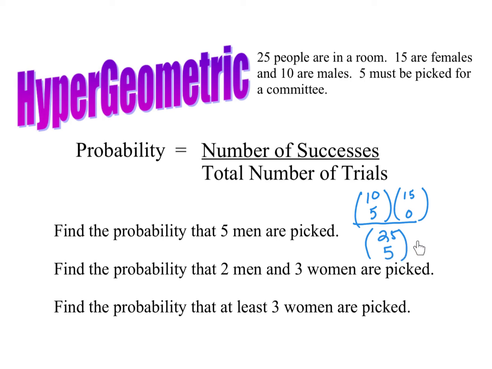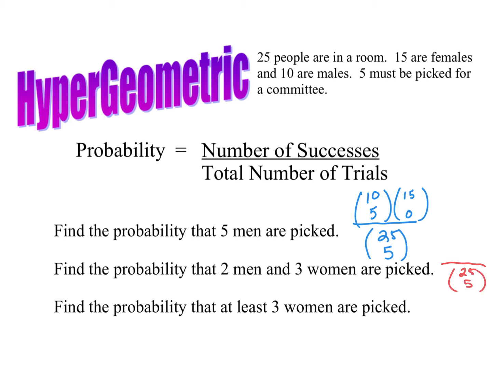Now I'm going to set up these other two here, and then I'll show you how to type in this combination thing. All right, but let's set up the next one. Find the probability. It was 2 men and 3 women. Okay, so the bottom remains the same. We still have 25 picking 5.